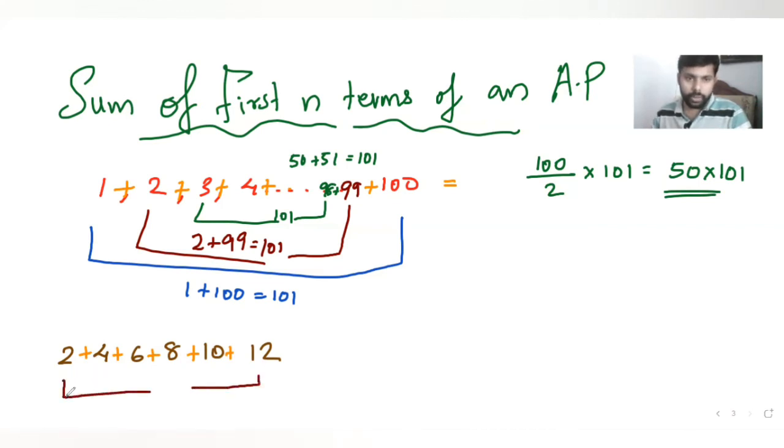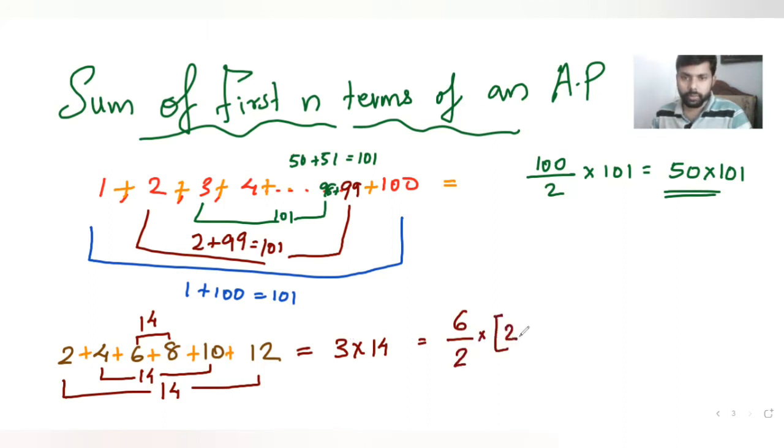Adding 2 plus 12, you get 14. Adding 4 plus 10, again you get 14. And adding 6 plus 8, again you get 14. So there are three 14s, and instead of adding all of these, we can just multiply 3 times 14. The total number of terms here is 6. That means we get this by taking the total number of terms divided by 2, into the sum of the first term and the last term, that is 2 and 12.